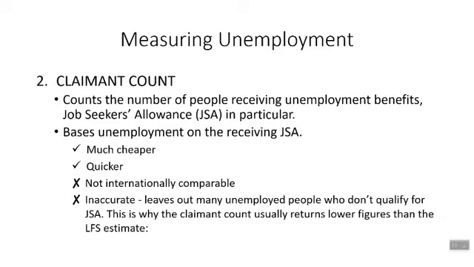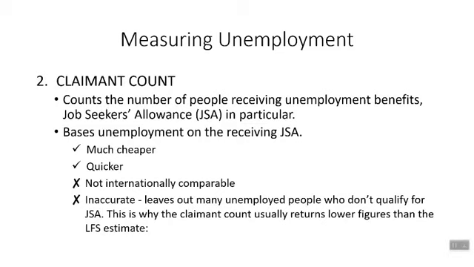Let's move on now to the claimant count. So the claimant count is used in the UK as an alternative measure of unemployment. It counts the number of people receiving unemployment benefits, job seekers allowance or JSA in particular. One benefit with the claimant count is the collection of information is much cheaper to carry out, as the data already exists on government databases, and so there's no need to go out and run a survey. Precisely because of this, this makes the claimant count a very quick method of measuring unemployment. This means that claimant count figures are often available much earlier than LFS figures.